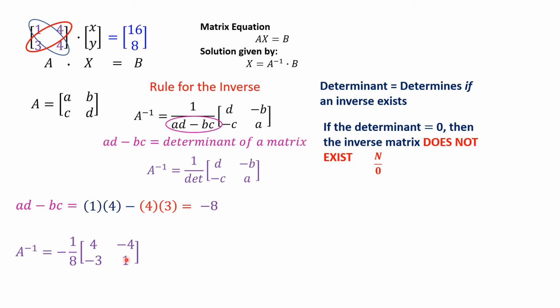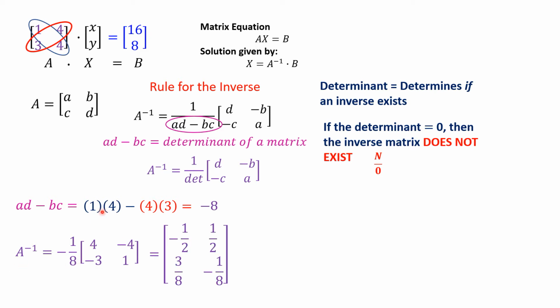So what did I do here? A and D switch places. See how 1 and 4 switch places? It's 4 and 1. And 4 and 3 here switched signs. Now, technically, we could leave it like this. But we're going to take it a step further and multiply every entry by negative 1/8.